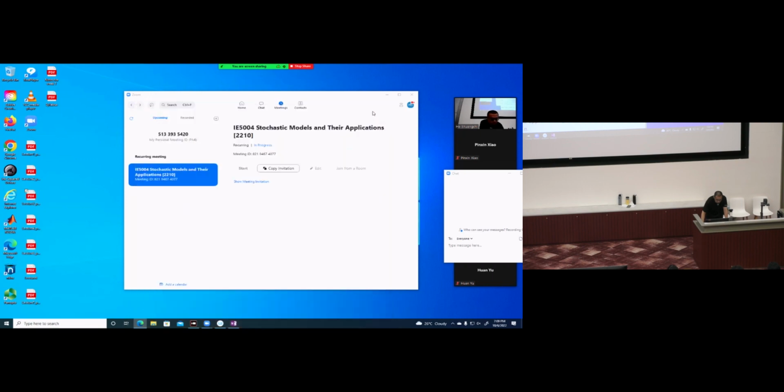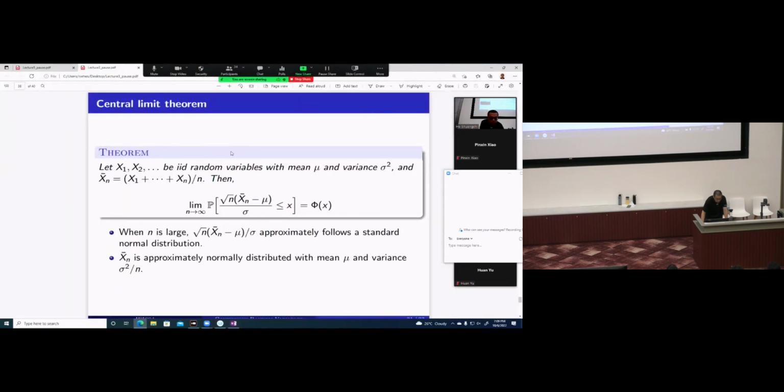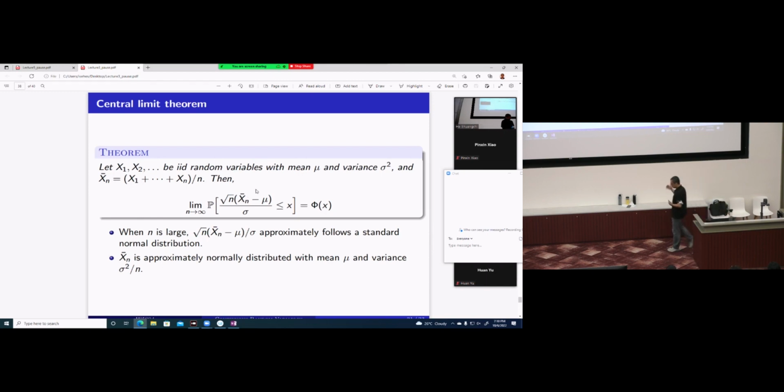This is the central limit theorem we discussed previously. As I explained, this is the sample mean. We take x1 through xn, and the sample mean of them is called xn bar. How did we explain the central limit theorem weeks ago? I explained it in this way.